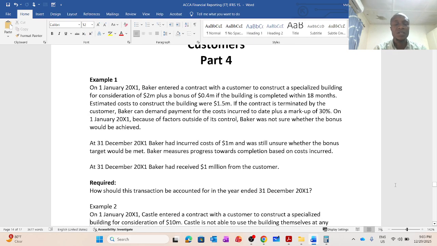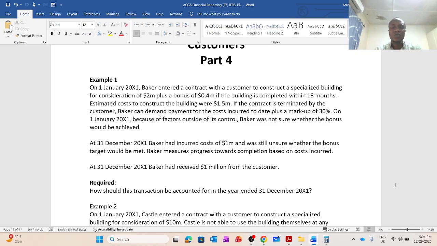So now we are going to look at example one. The requirement stated: how should the transaction be accounted for in the year ended 31st December 20x1? How are we going to recognize this particular transaction as at 31st of December 20x1? On 1st January 20x1, Becker entered a contract with a customer to construct a specialized building for a consideration of $2 million plus a bonus of 0.4 million.